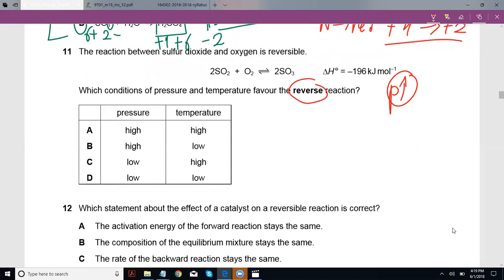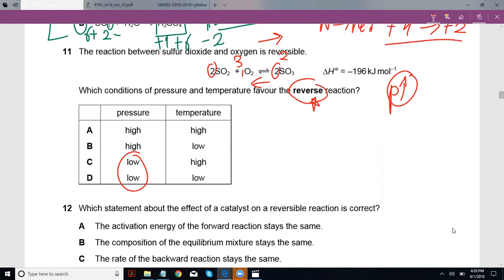So on the right hand side, you have 3 moles because 2 plus 1. On the left, you have 2. So in this case, if you increase pressure, it will go to the right. But you want the reverse reaction, which is why you have to decrease pressure and it'll go towards the left. It'll go towards the side with more gaseous moles.